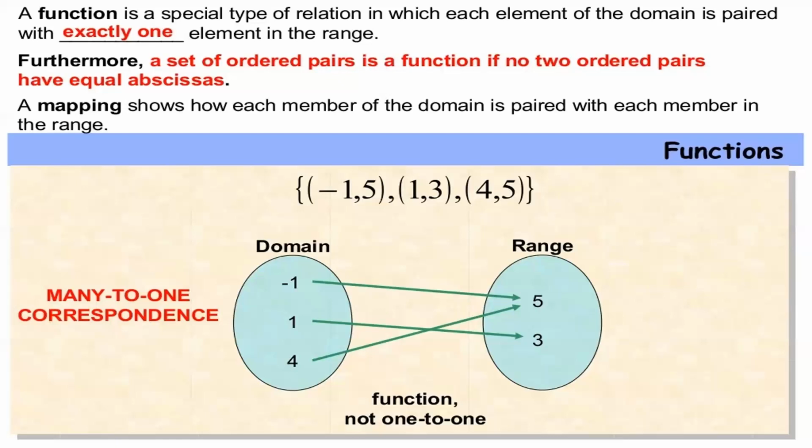That is a function. So as you observe, as long as the domain, our x, has only one corresponding value, that is a function. As you observe, -1 has one corresponding value, which is 5, and 1 has one corresponding value, which is 3, and the 4 has also one corresponding value, which is 5.